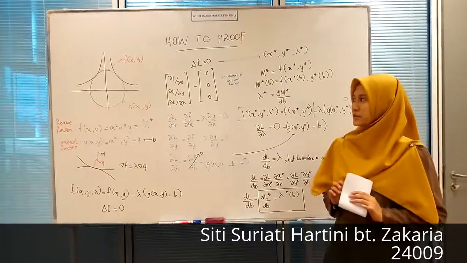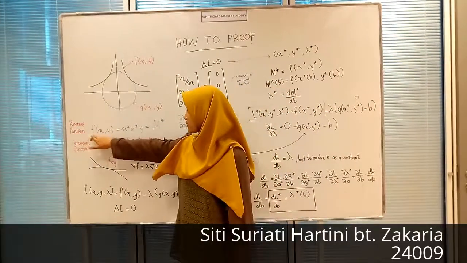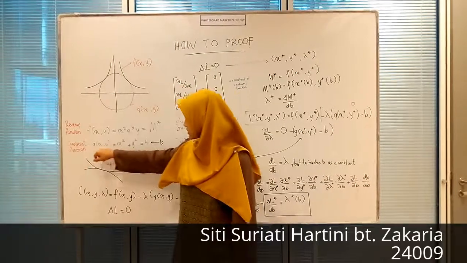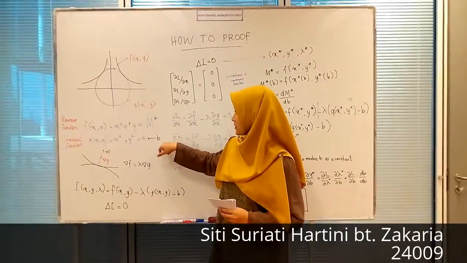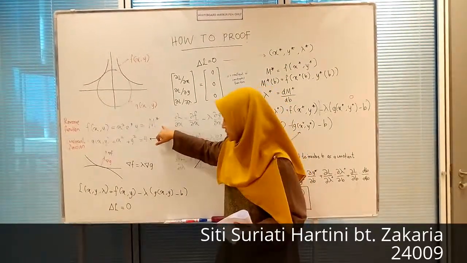In the Lagrange multiplier, we have two functions. The first function is the revenue function that we need to maximize, and the second function is the constraint function, which is equal to a constant, for example b. The value that we need to maximize is M star, for example.